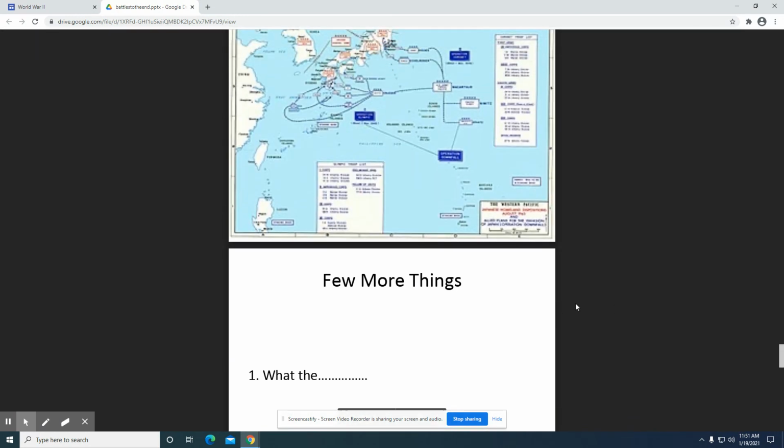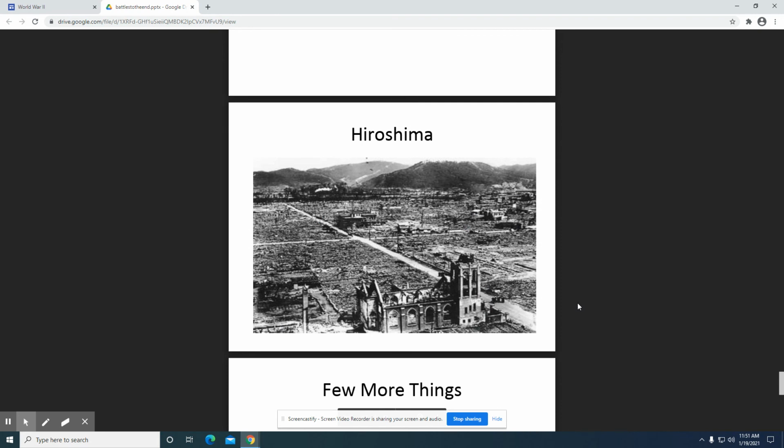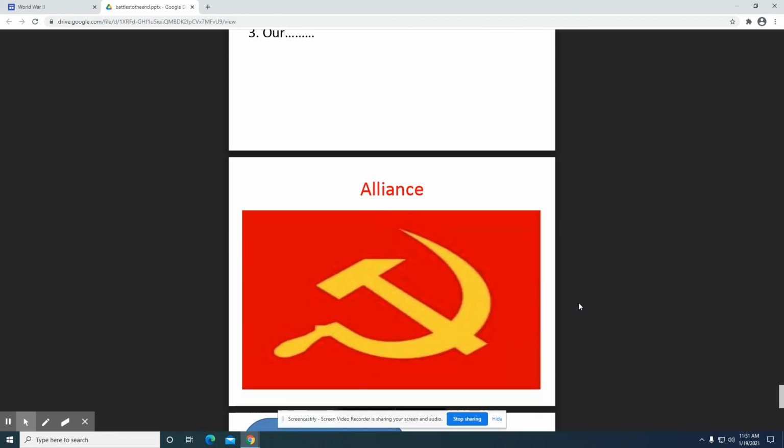So a few more things with regard to the end of this conflict. What do you do with the concentration camps as the Allied forces are taking over territory of Germany? They're encountering numerous amounts of civilian casualties. Hiroshima, is this a war crime against humanity? Keep in mind, we're trying to get an unconditional surrender.